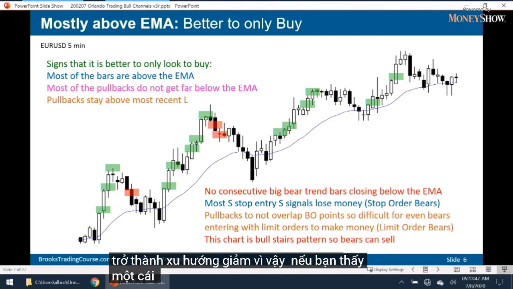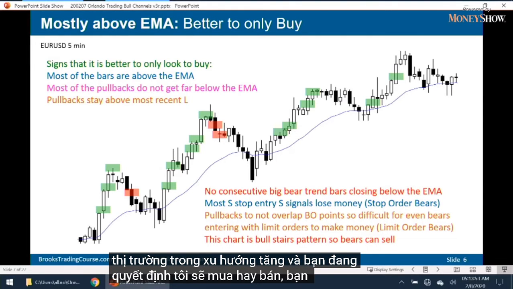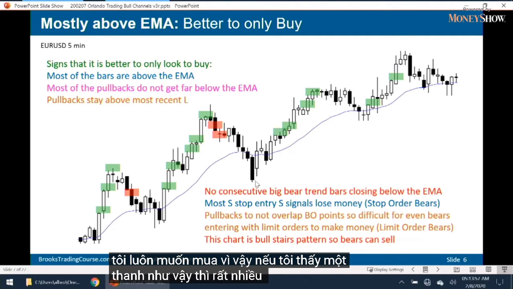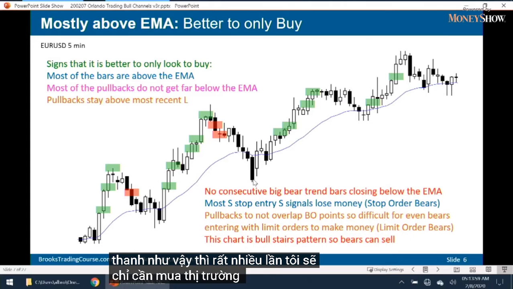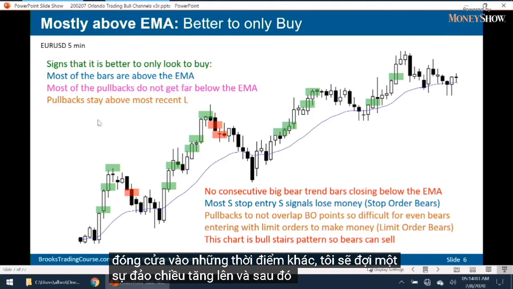So if you see something particularly bearish and the market's in a bull trend, and you're deciding, do I buy or sell? I'm always looking to buy. So if I see a bar like that, a lot of times I'll simply buy the market as soon as the bar closes. Other times I'll wait for a reversal up and then buy above the reversal up.